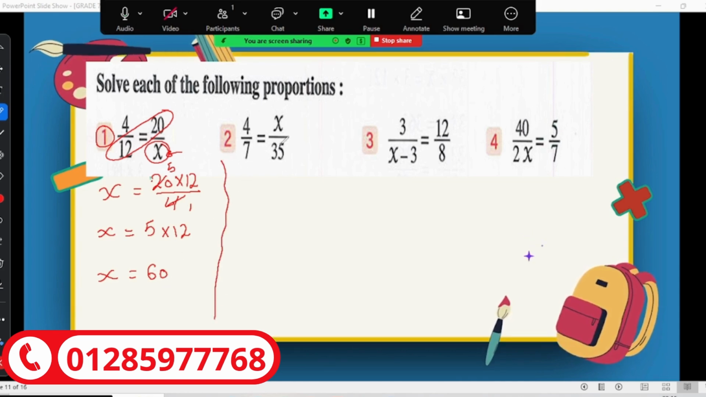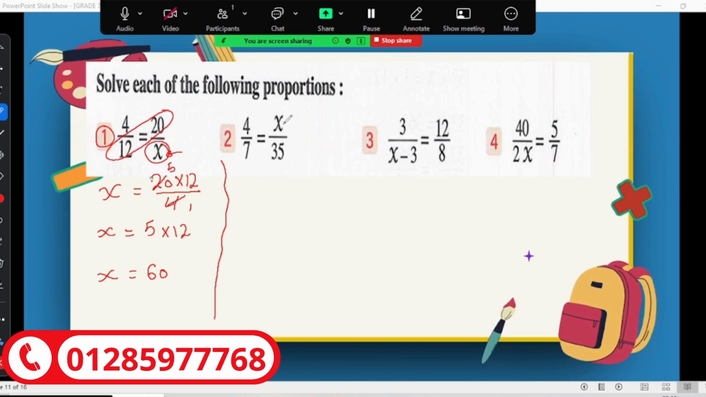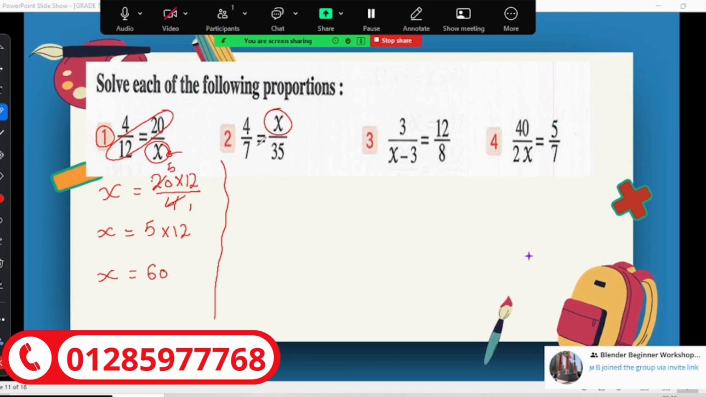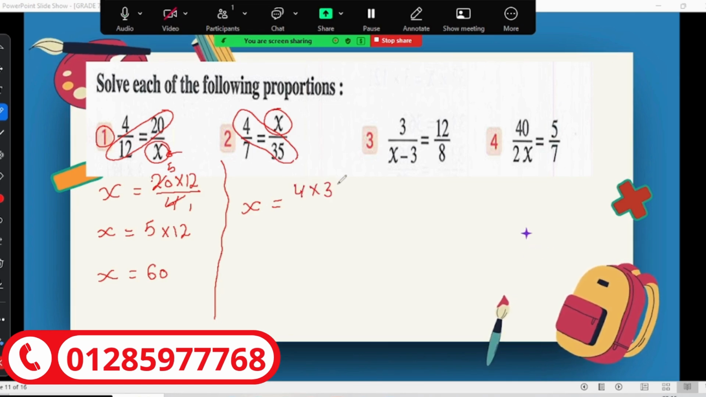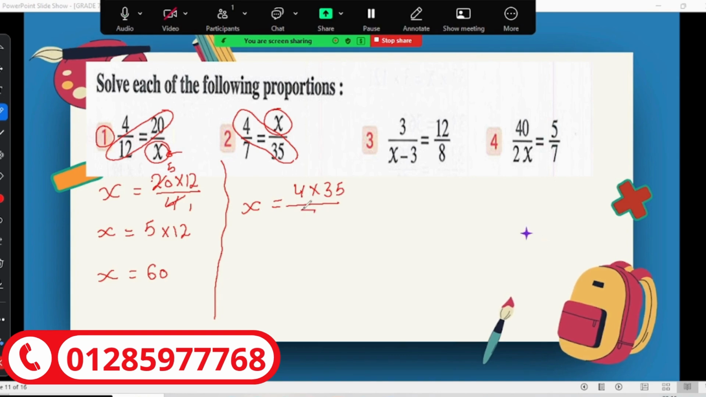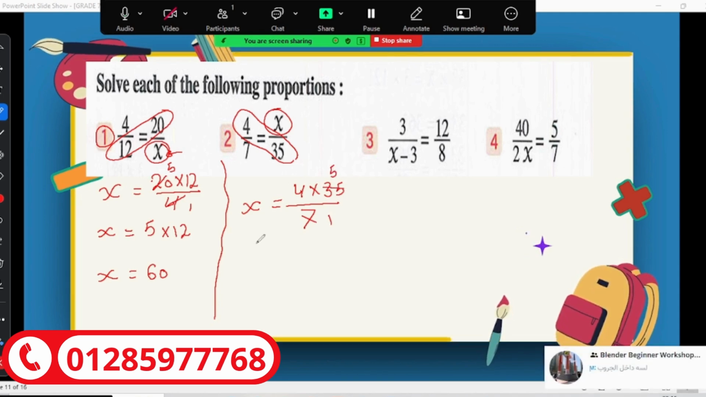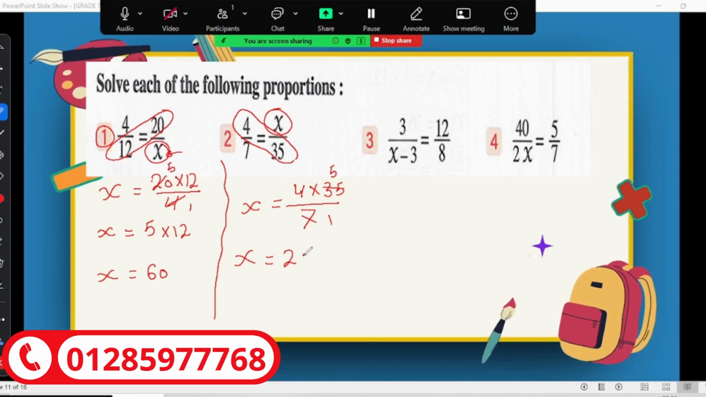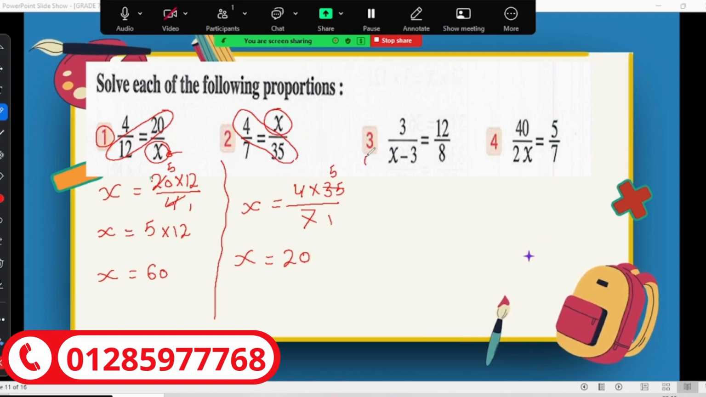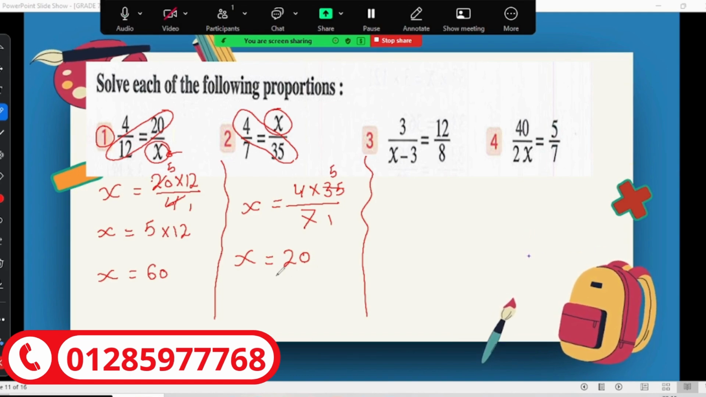Okay, the next problem, in the same method, we want to get the value of x. 4 over 7 equals x over 35. Then x equals the product of extremes, 4 times 35 over 7. By dividing up and down by 7, 35 divided by 7 equals 5. So x will be 4 times 5 equals 20. So the value of x, which makes the ratios proportional, is 20.